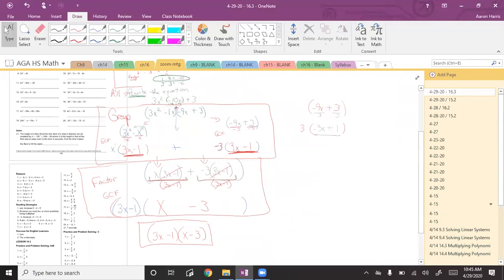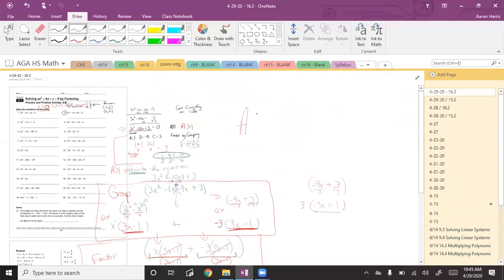Okay. So now, this is when A is greater than 1. Okay? If A was 1, we wouldn't have to go through the rewrite. But since A is greater than 1, we have to do grouping.